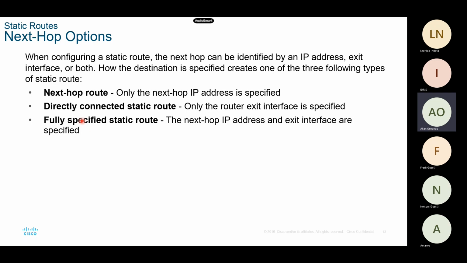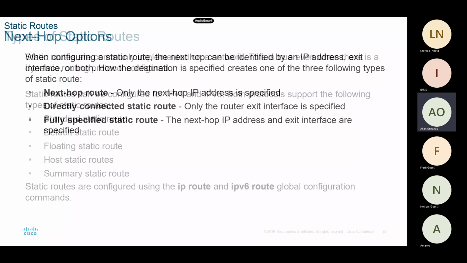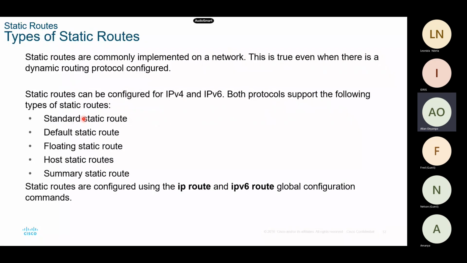Directly connected static route, we use the exit interface. Then we have the fully specified static route. You actually indicate both the exit interface and the next hop, but you start with the exit interface, then you state the next hop. I know they still look very Greek to you guys, but I'm going very slowly so that you can get it.